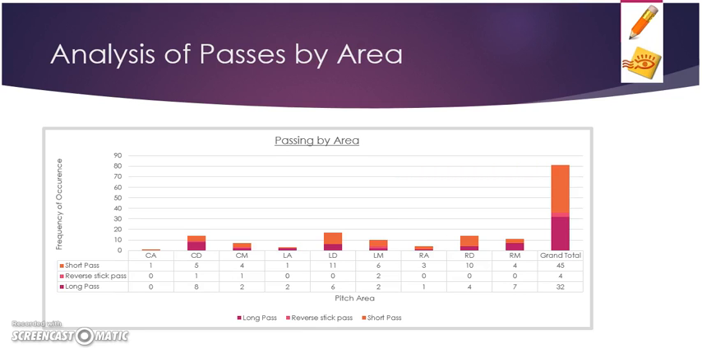Passes by area, this is quite an interesting one. Lots of different passes made there. We can see that most of the passes were made in the defensive areas, which I'll come on to in the strengths and weaknesses section. Not a lot made in the attacking areas at all, and we can see as well the majority of the passes made were short passes, as opposed to reverse or long passes.